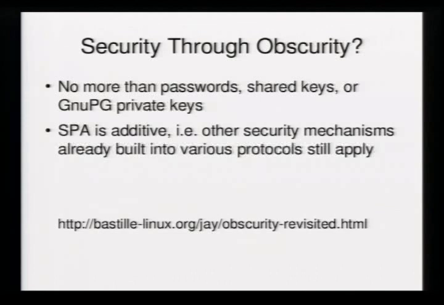Well, I would say that SBA is no more security through obscurity than using passwords, shared keys, or GPG private keys. SBA is additive. It's not as though we're using SBA as the complete security mechanism for a protocol such as SSH. It is just an additional layer to make it so that if somebody is using Nmap out there and trying to detect that SSH is running on a system, they are fundamentally unable to tell that SSH is actually running. It is not the complete mechanism. It's just an additional mechanism to raise the bar just a little bit.